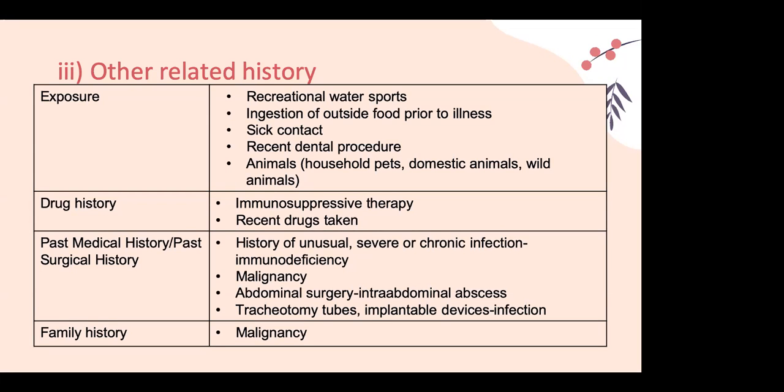And then recent dental procedure, especially in patients that have congenital heart defect or rheumatic heart disease, because they have high risk to develop infective endocarditis if they do not take antibiotic prophylaxis for dental procedure. And then for animals, we ask, is there any scratch or bite by pets, such as cats, because cats carry a high risk of cat scratch disease.